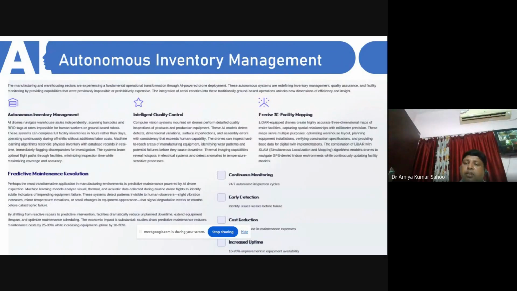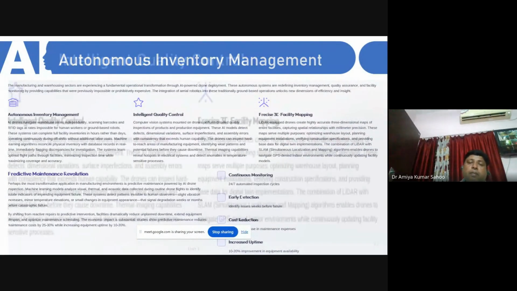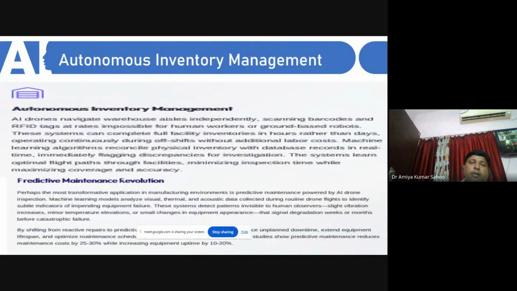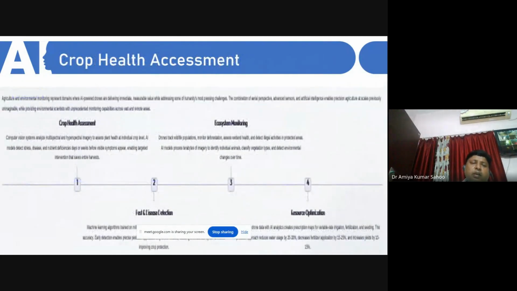Like that, 3D facility mapping and the predictive maintenance revolution, all come under autonomous inventory management, where drones play a vital role. If you see autonomous inventory management and predictive maintenance revolution, these are coming.